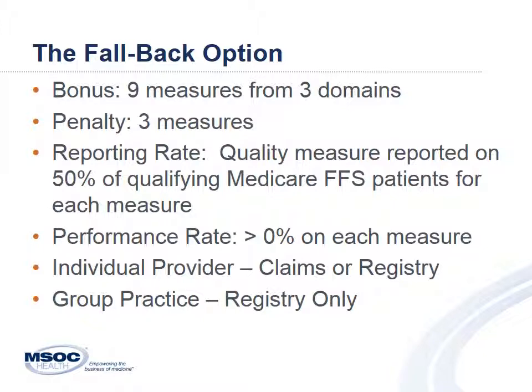CMS has assigned each measure into one of 6 domains, and you must select the 9 measures so that at least one is in each of 3 of those domains. To avoid the penalty, you'll need to report 3 individual measures.